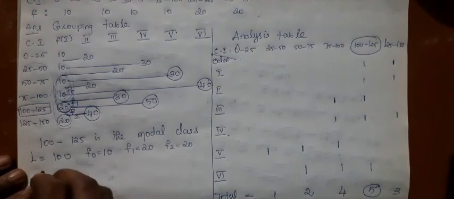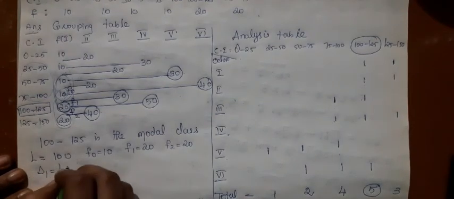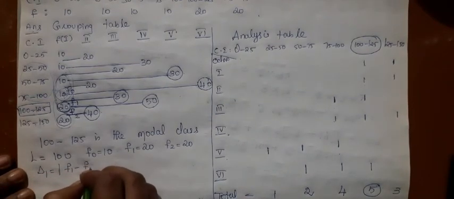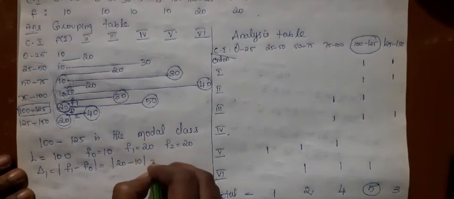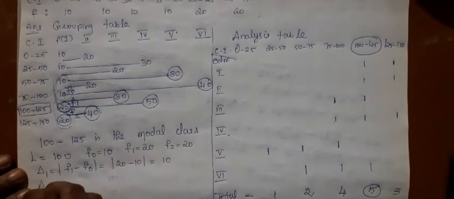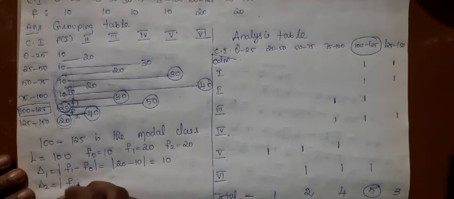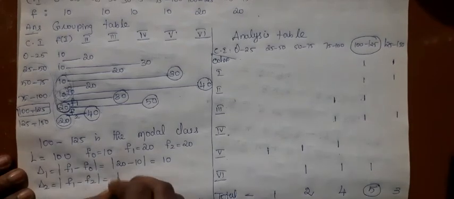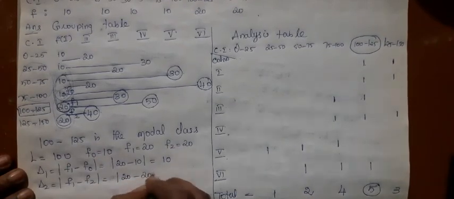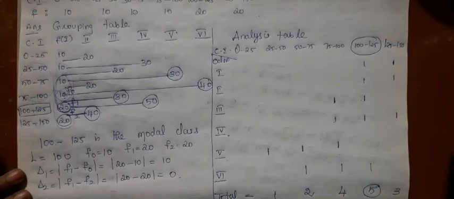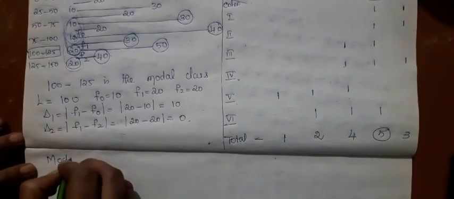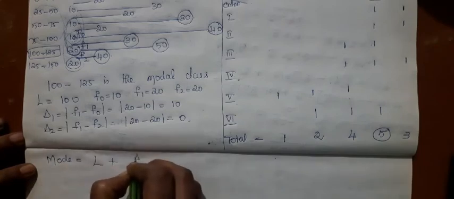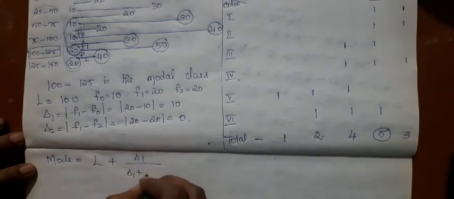Now you compute delta 1, modulus of F1 minus F0. That is 20 minus 10, which is 10. And delta 2, modulus of F1 minus F2, which is 20 minus 20, it has become 0. Now let us compute mode as L plus delta 1 by delta 1 plus delta 2 into I.